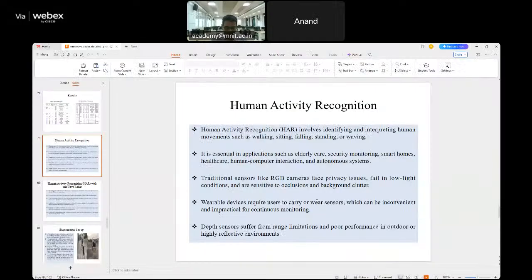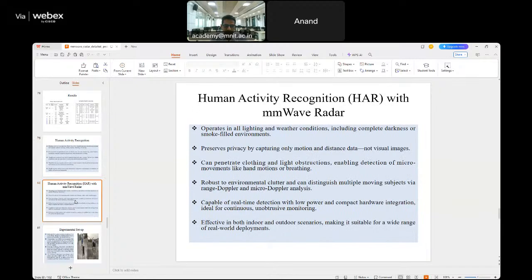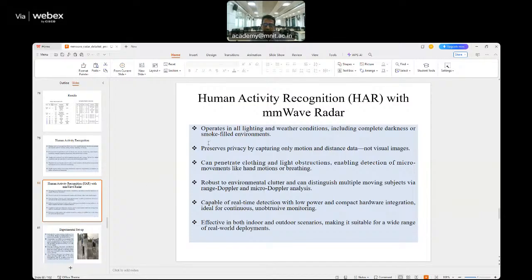So now, coming to the part: human activity recognition involves identifying and interpreting human movements. As we progressed from initial object identification to human activity recognition, that's an interesting thing we observed. So what is the advantage of human activity recognition with mmWave radar? It operates in all lighting and weather conditions, including complete darkness or smoke-filled environments. It preserves privacy by capturing only motion and distance data. It can penetrate clothing and light obstructions, enabling detection of micro movements like hand motions or breathing.